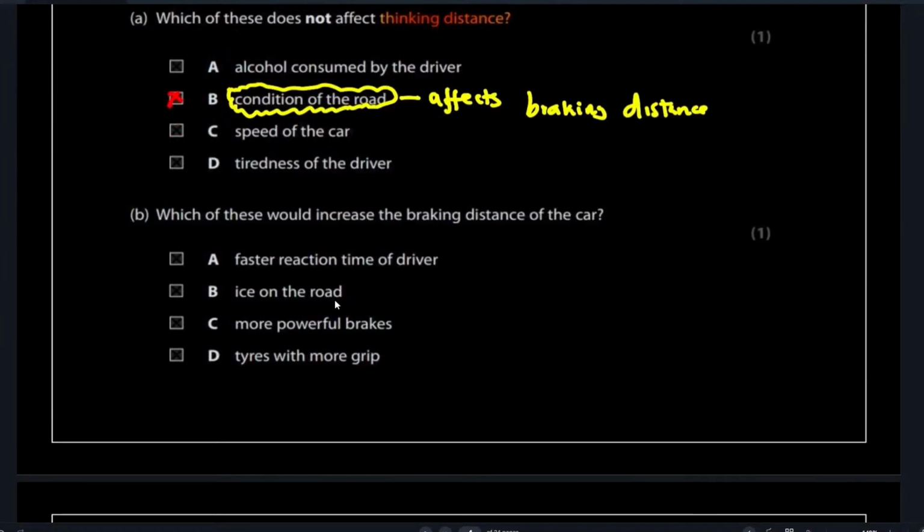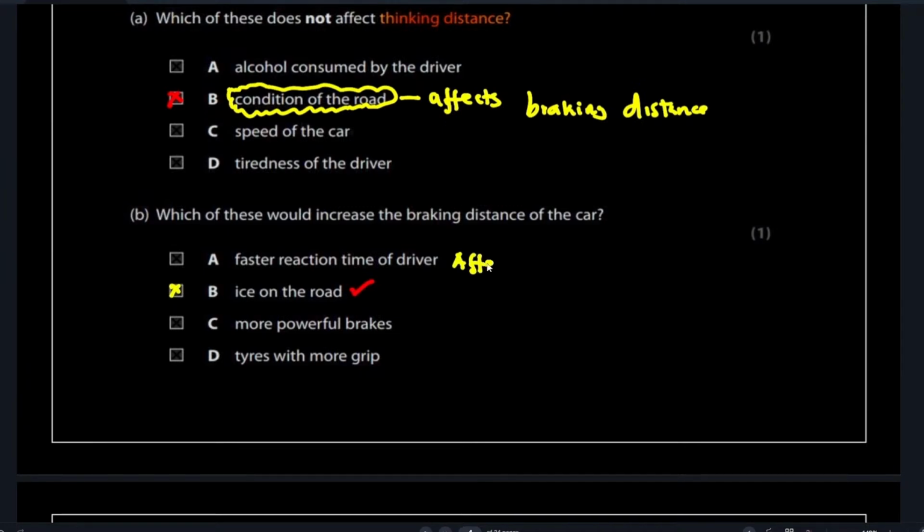Which of these will increase the braking distance of the car? Faster reaction time, that is going to affect the thinking distance. Ice on the road is going to actually increase the braking distance. Powerful brakes will decrease the braking distance. So the correct answer is this one.